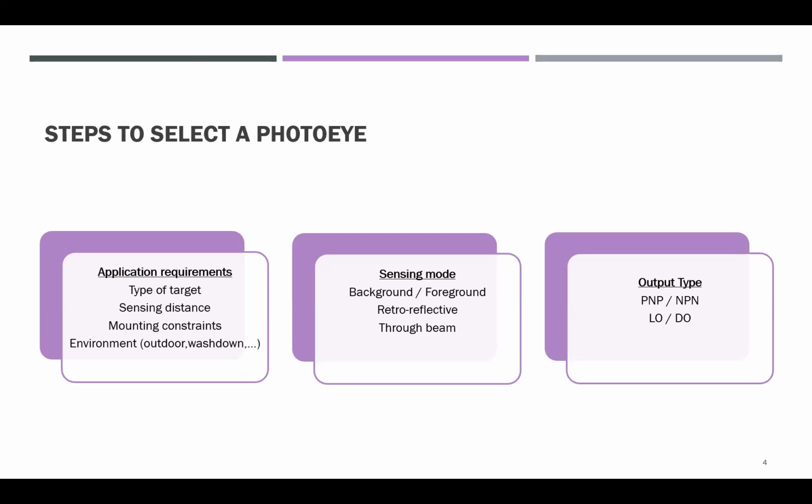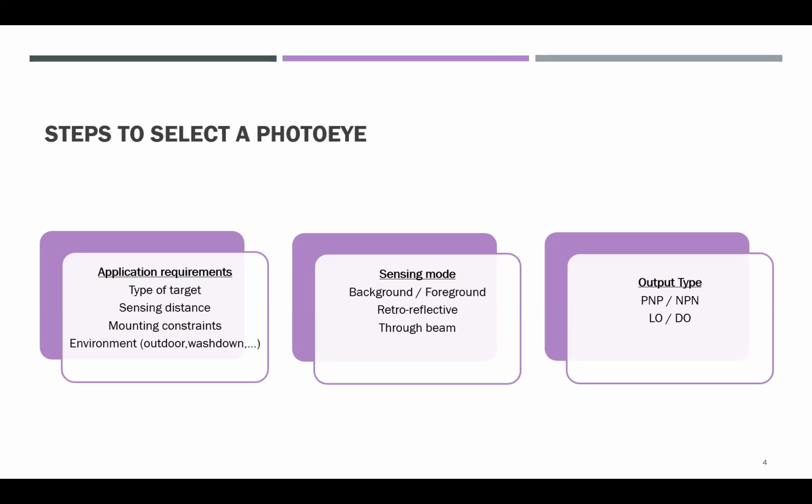So we have to figure out what the PLC accepts, whether it's PNP, NPN. We have PNP, NPN, and something called push-pull, where it accepts both. So depending on what's needed, we select that particular sensor.